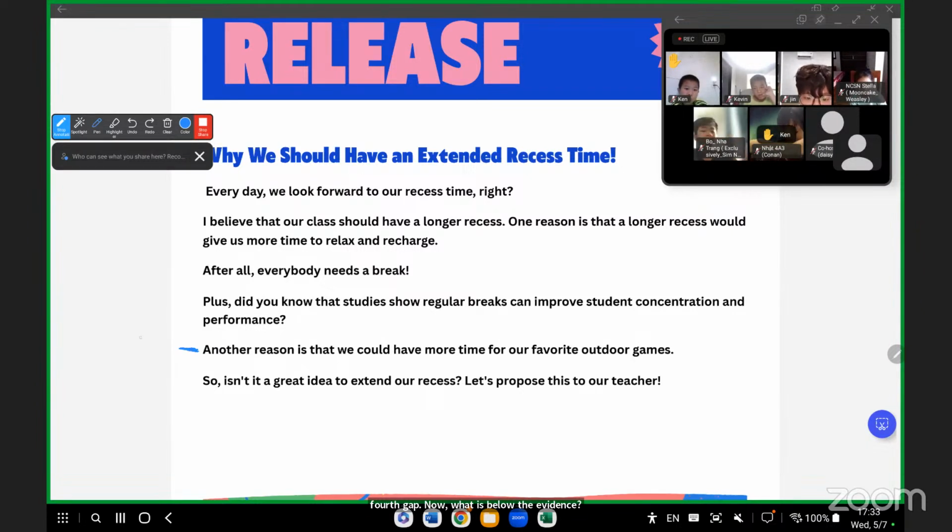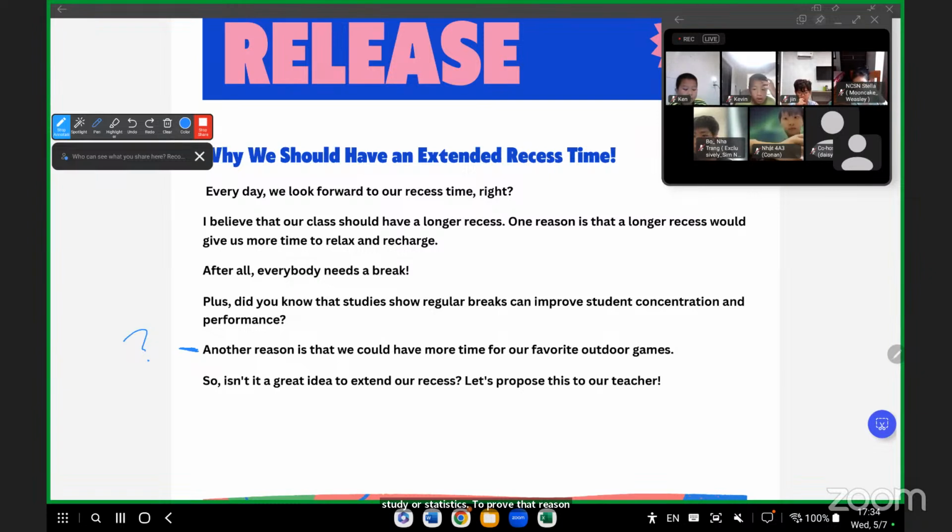Now, what is below the evidence? What's this? Second reason, right? Very good. Another reason. So we're going back to a reason. Now, this second reason here, I put that in there to demonstrate that not every reason needs evidence to back it up, because we're just saying another reason is that we could have more time for our favorite outdoor games. So we don't need a study or statistics to prove that reason.